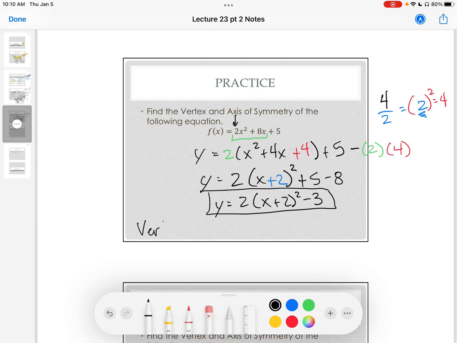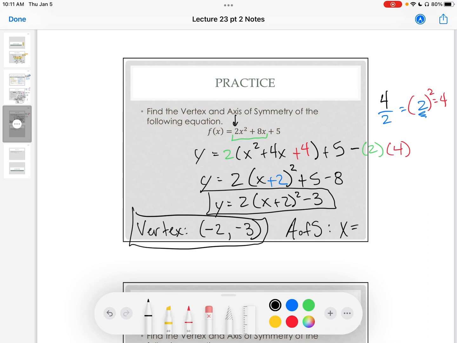Now, what is your vertex? Okay, well, my plus 2 is on the inside, so that would mean I would go to the left 2, so that would be a negative 2. Outside is a minus 3. We do what it says on the outside, so that would be a minus 3. My vertex is at negative 2, negative 3. My axis of symmetry, remember your axis of symmetry is x equals whatever the x-coordinate of the vertex is. So it would be x equals negative 2. That would be my axis of symmetry. Okay?